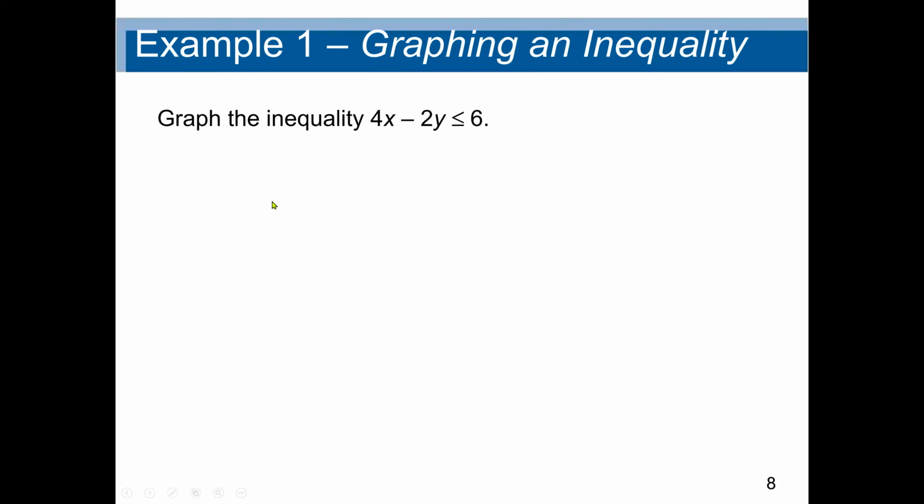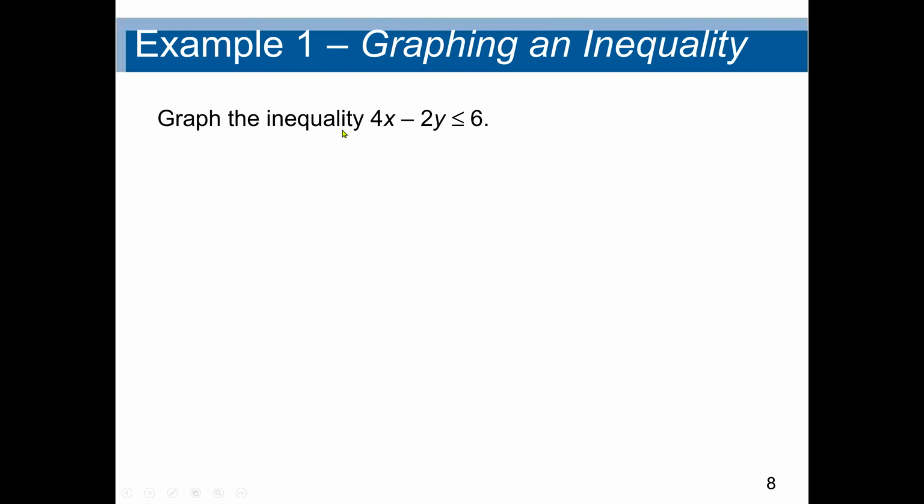Now let's use an example here. We should graph the inequality 4x minus 2y less than or equal to 6. The first thing we do is graph 4x minus 2y equal to 6 as a line. Then we can take any point either above the line or below the line to check the condition. If you take a point and the condition 4x minus 2y less than or equal to 6 is true, then that area is our solution. If it's false, then the other area will be our solution.